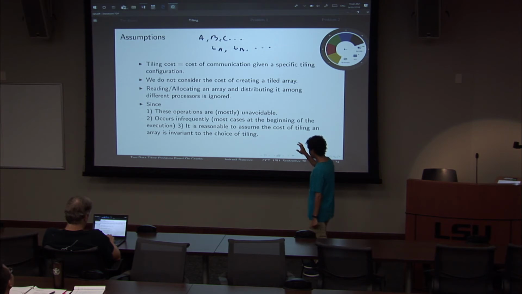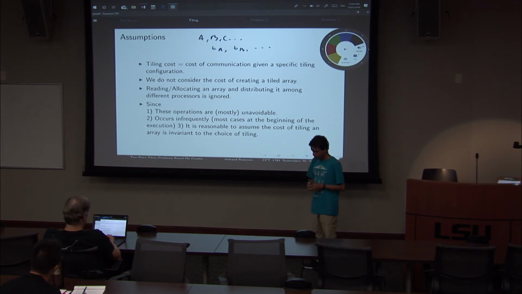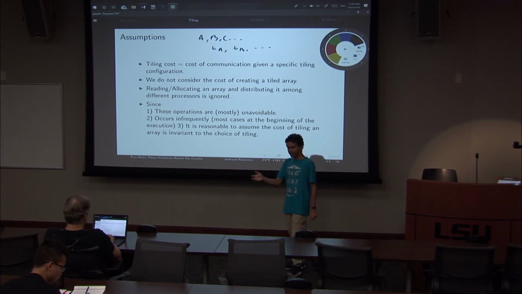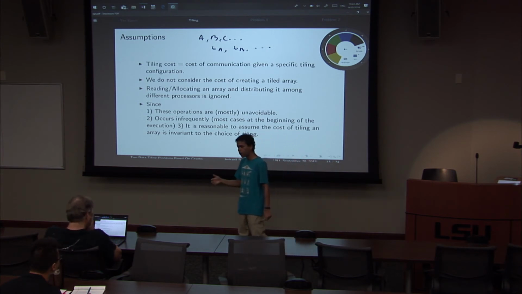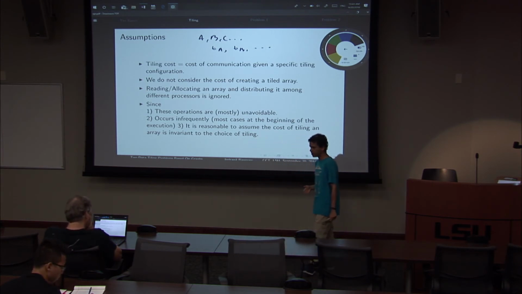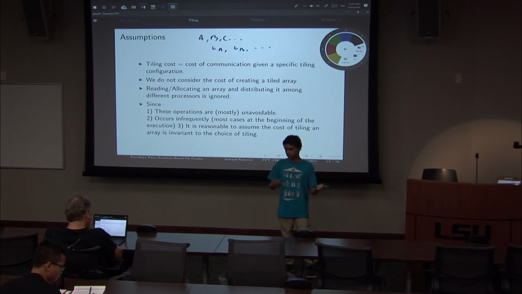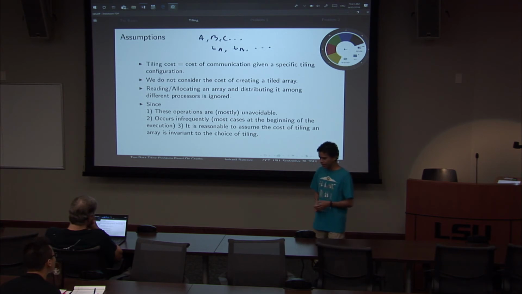So that's ignored, and there are some reasons I mentioned here: these are unavoidable, could be considered to occur infrequently, and also it is reasonable to assume that the cost of different tilings are the same. So there are not many decisions we are making. If we decide to tile A, the cost of tiling it column-wise versus row-wise in most cases would be the same. Suppose we are reading something from a disk and stuff like that. But ultimately, the main point is a different type of problem than the tiling problem.